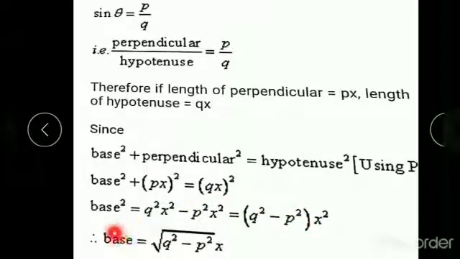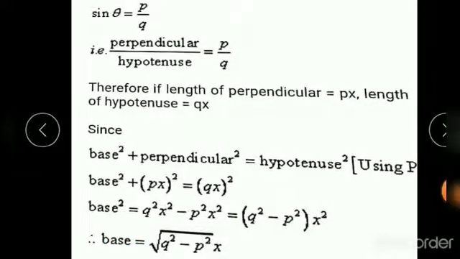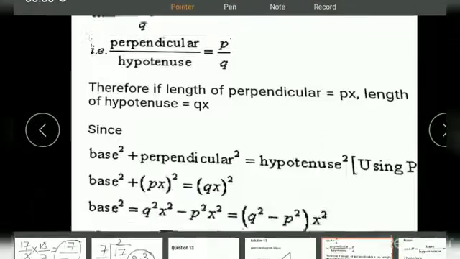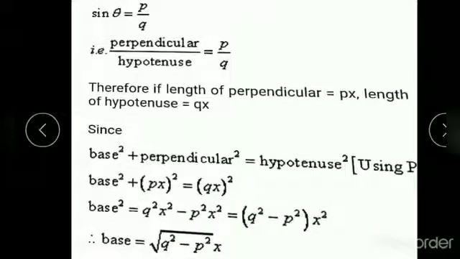So when you want to find out only base, you can send this square to the other side. You get square root of q square minus p square and square root of x square. This x square, the square and square root will get cancelled, so you get x. So what is the base? It is square root of q square minus p square into x.